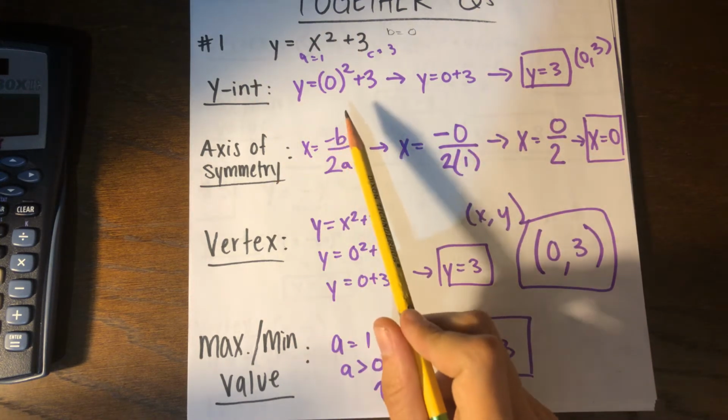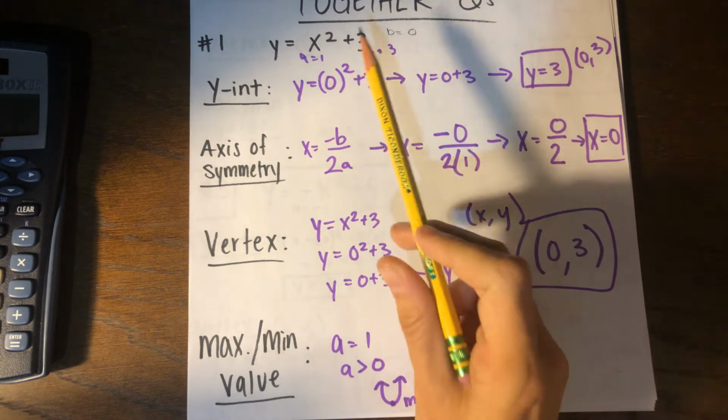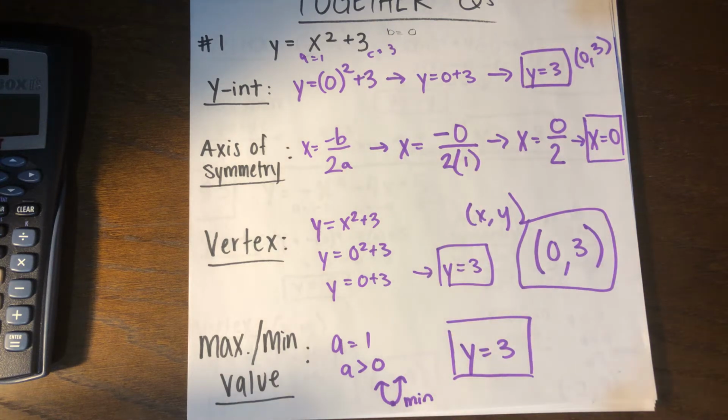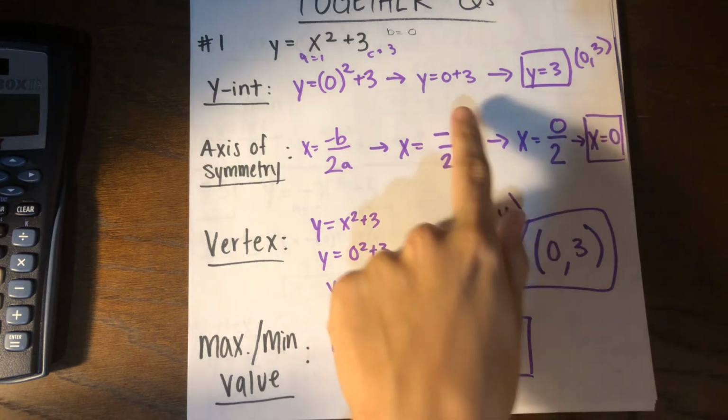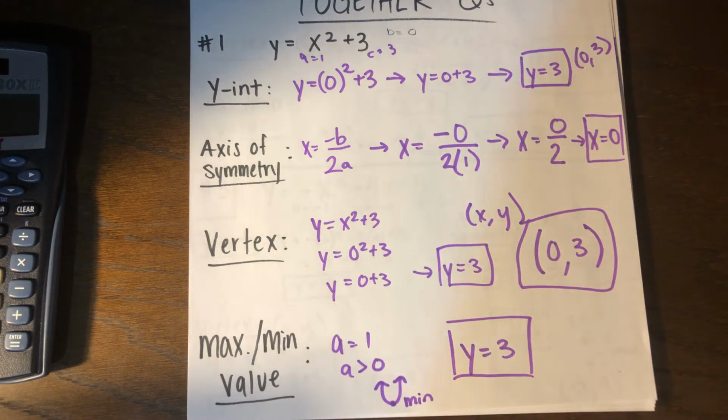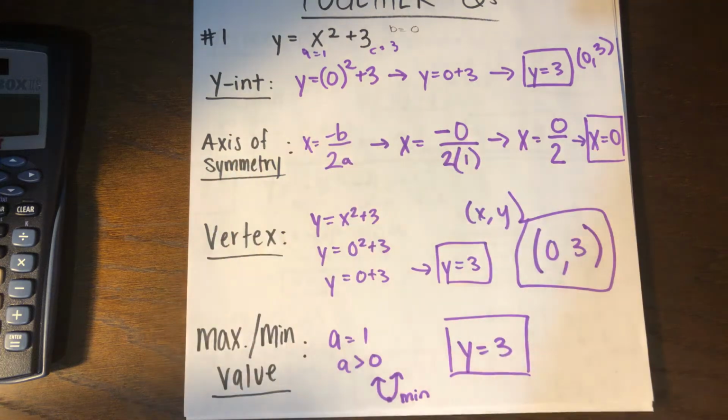Second step, we have to find our y-intercept. We're going to plug 0 into our equation. So we have 0 in for where x was. So we have y equals 0 squared plus 3. Well, 0 squared is 0, so we have y equals 0 plus 3. 0 plus 3 is 3, so y equals 3, so that is our y-intercept.